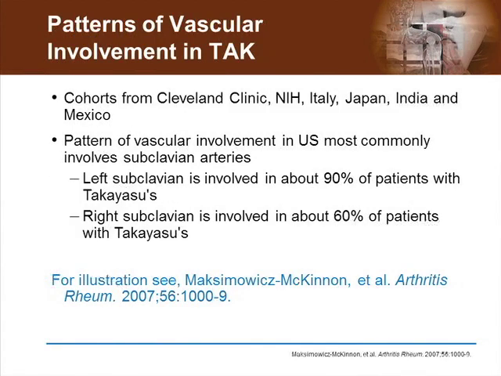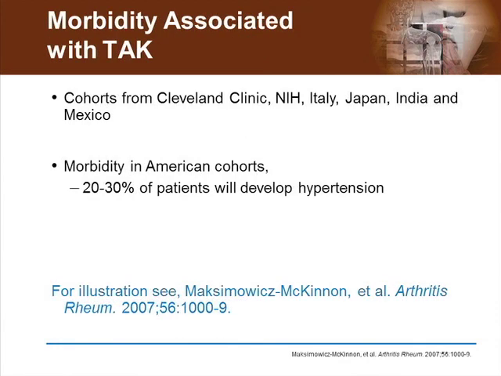In this paper that looked at patients with Takayasu to look at patterns of vascular involvement, comparing two cohorts in the U.S., one from the Cleveland Clinic and one from the NIH, with cohorts from Italy, Japan, India, and Mexico, the pattern of vascular involvement in the U.S. most commonly does involve the subclavian arteries. The left subclavian artery is involved in about 90%, and bilateral subclavian artery involvement occurs in about 60% of patients with Takayasu's. When you look at morbidity associated with Takayasu's, again in the American cohorts, 20 to 30% of patients will develop hypertension and have that as a morbidity associated with this disease. So it's important to recognize and treat this comorbidity.